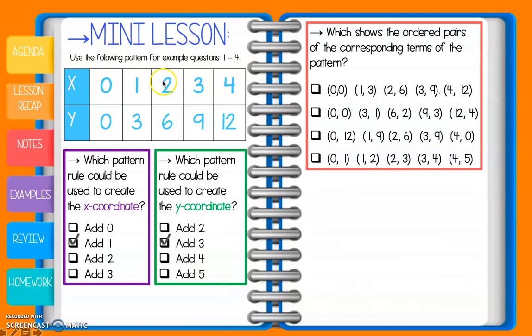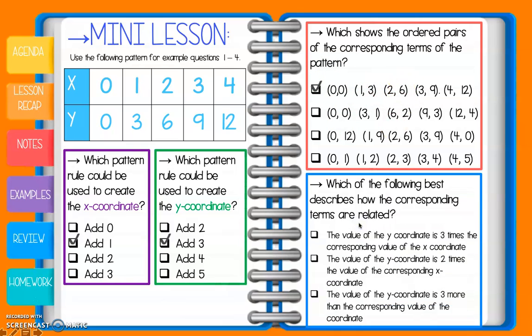My next ordered pair would have a 2 in the x and a 6 in the y, like this. Then we would have a 3 in the x, a 9 in the y, just like this one, and then a 4 in the x and a 12 in the y. So our ordered pair list is this one right here, with our x values coming first and then our y values coming second.